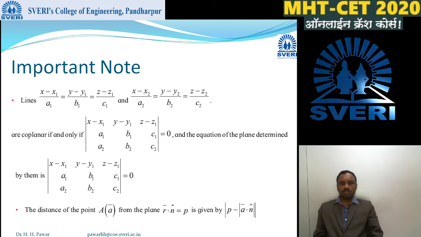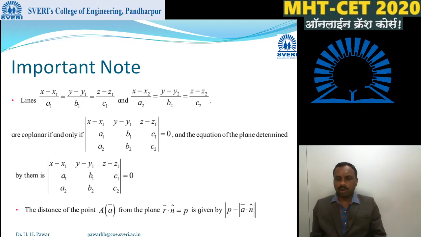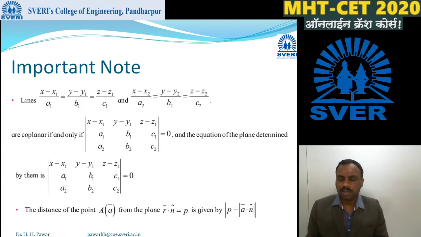The distance of the point A bar from the plane r bar dot n cap equal to p is given by modulus of p minus A bar dot n cap.